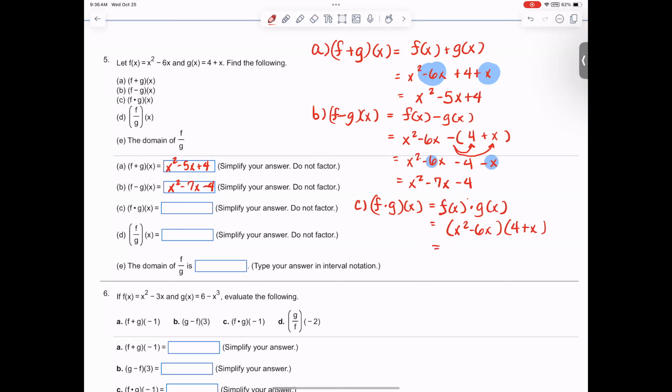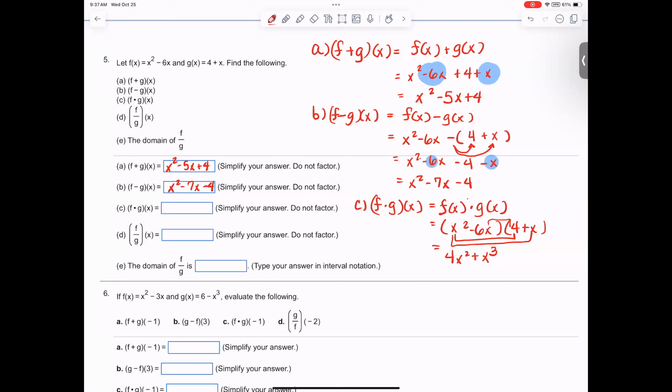So I have x squared times 4. I have x squared times x, which is x to the third. My iPad is acting up, but okay, I will get this.